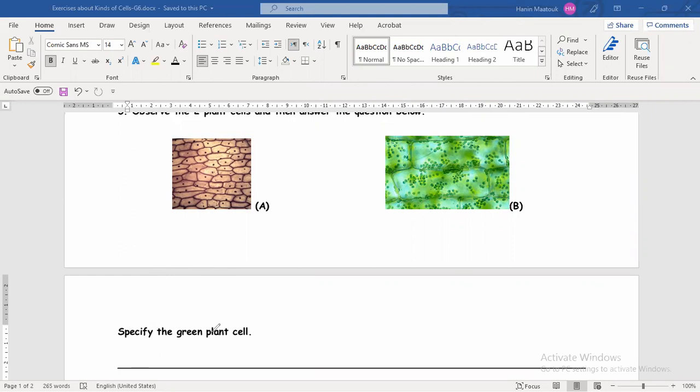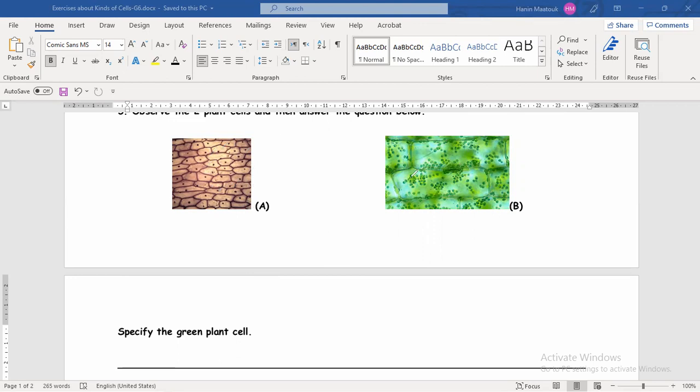So specify the green plant cell. I have two pictures for plant cells, but they are asking us to specify, to say which one is for a green plant and why. So from the first observation, in A and in B, we can easily know that B is the plant cell.